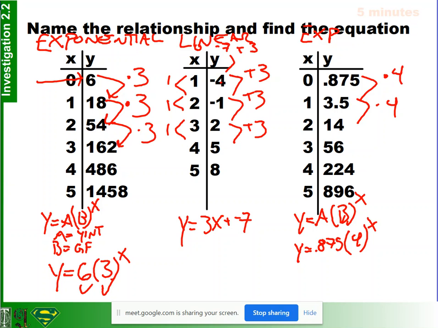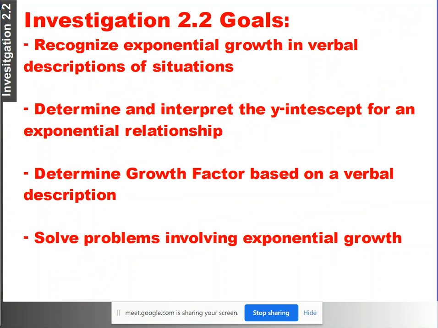Great. All right, so here's what we have for today. We are going to recognize an exponential growth situation based on a real-life situation. And to be honest with you, we can actually do an extra credit experiment. I do not believe in extra credit normally, but in this case, this investigation is way too much fun to not do an extra credit experiment. So we'll talk about that later.